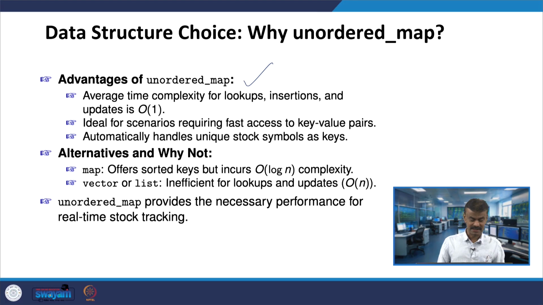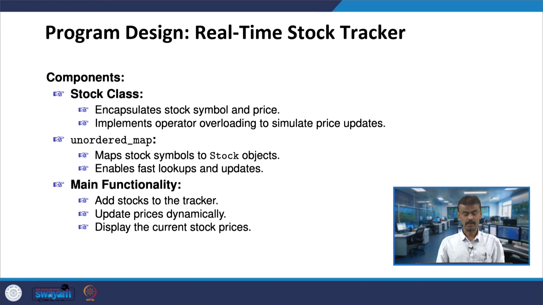So, constant step is better. Therefore, we are choosing unordered map, which provides the necessary performance for real time stock tracking. When I am comparing order 1, order log n and order n, I will go for this order 1 algorithm, which means in constant time I can do lookups or insertions or updation. That is the reason we are going for unordered map.